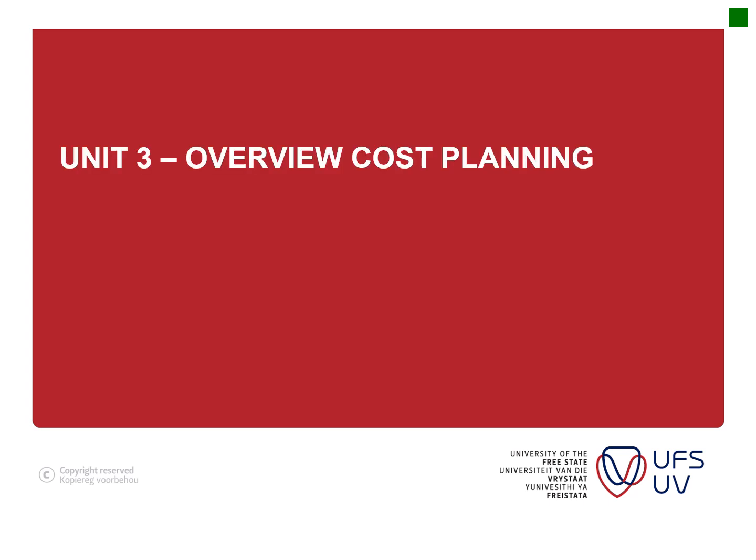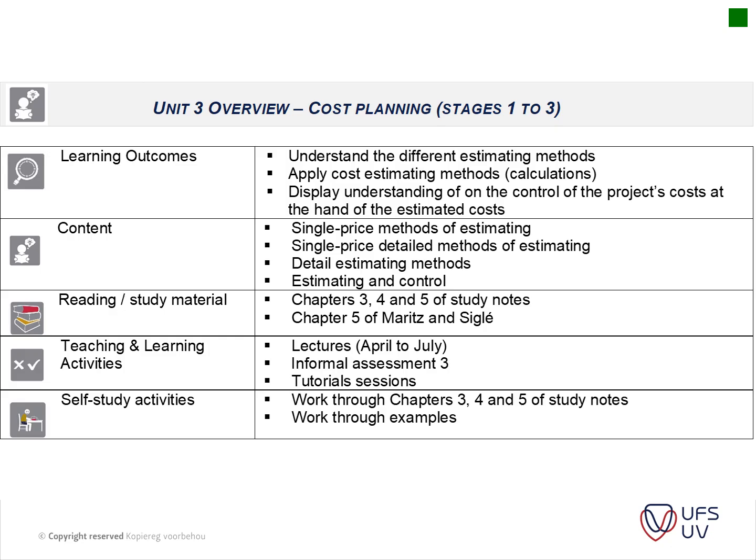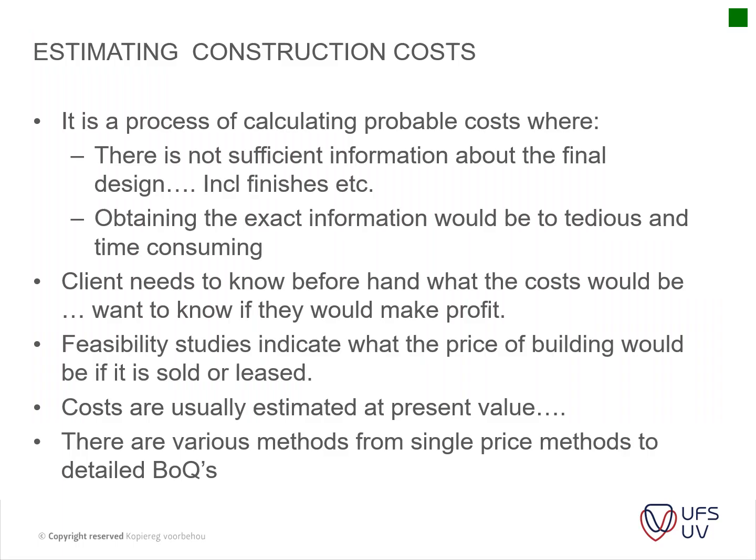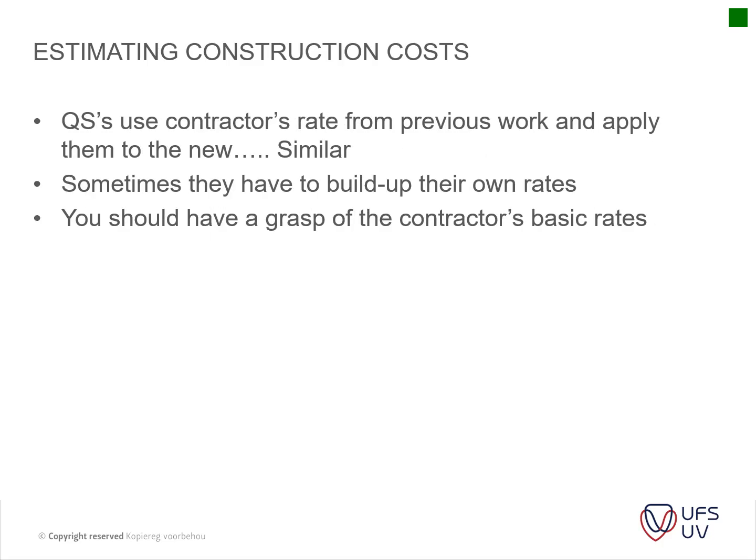Go through. So we're still busy with Unit 3, overview of cost planning, and everything here still stays the same. As you go through Chapter 5 of Maritz and Sigley, the Green Book, I'm just going to scan through these. You can just go through the theory. Please read it through while you go through the whole book once you go through the slides.